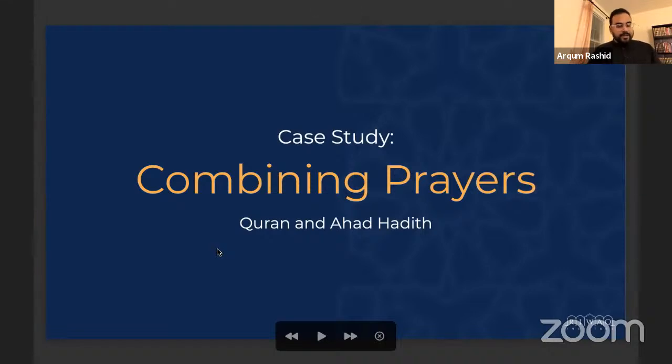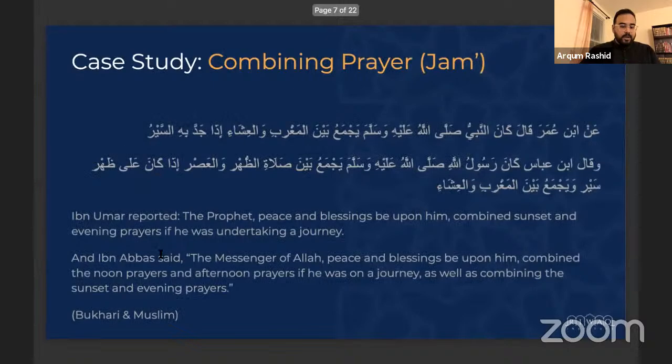So let's look at a case study. Bismillah. Combining the prayers or combining prayers, Jama'. And this specific case study is looking at the relationship between the Quran and Khabr Ahad or Ahad Hadith. Here is a hadith. Go ahead and read it. Take a minute.